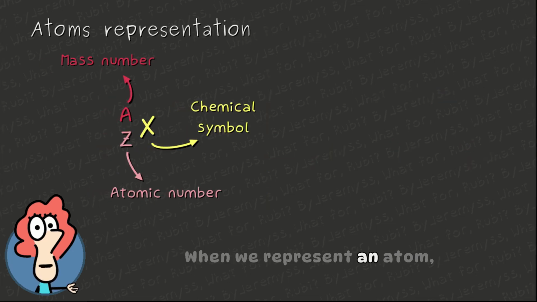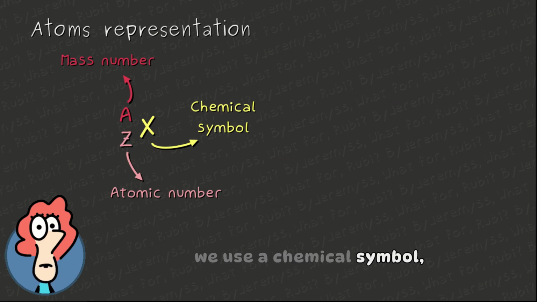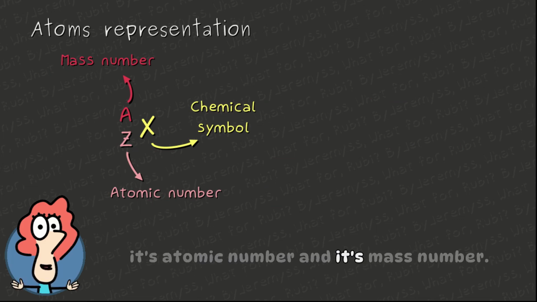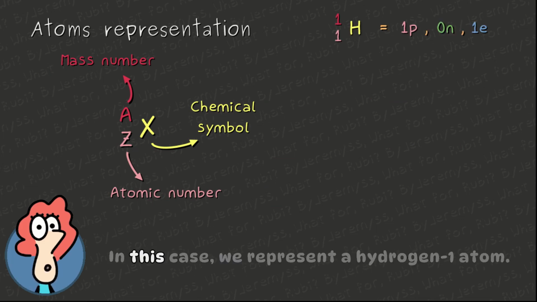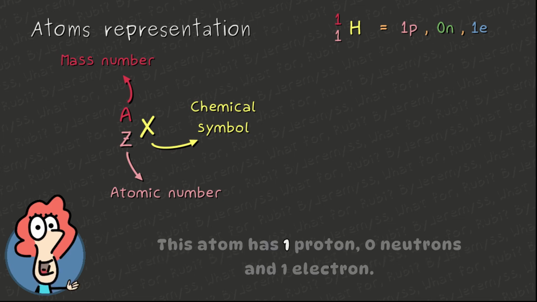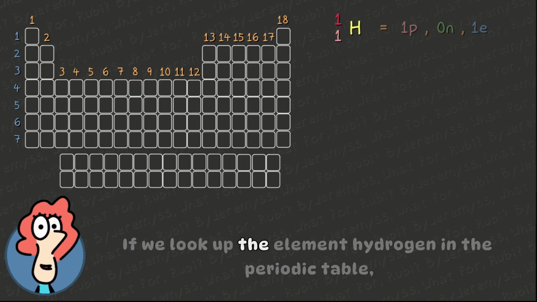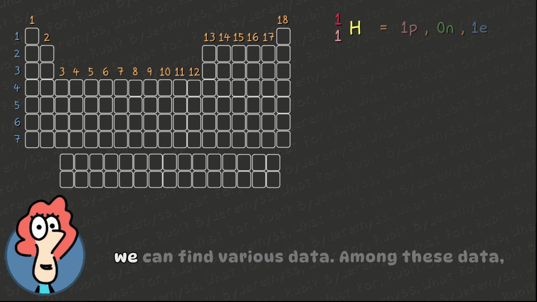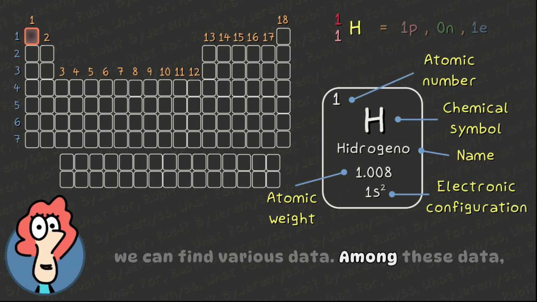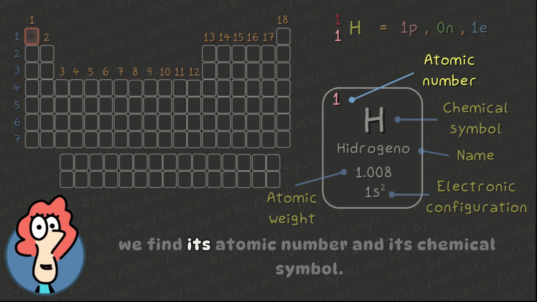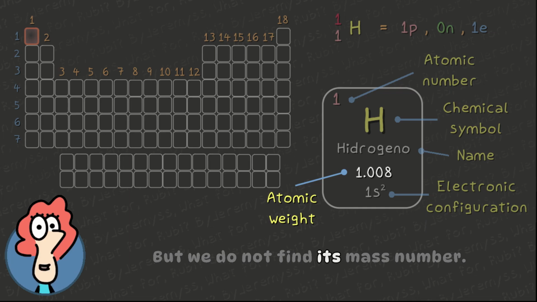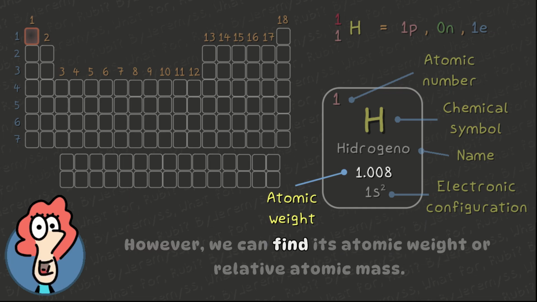When we represent an atom, we use a chemical symbol, its atomic number, and its mass number. In this case, we represent a hydrogen-1 atom. This atom has 1 proton, 0 neutrons, and 1 electron. If we look up the element hydrogen in the periodic table, we can find various data. Among these data, we find its atomic number and its chemical symbol, but we do not find its mass number. However, we can find its atomic weight or relative atomic mass.